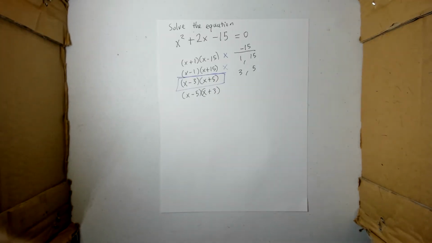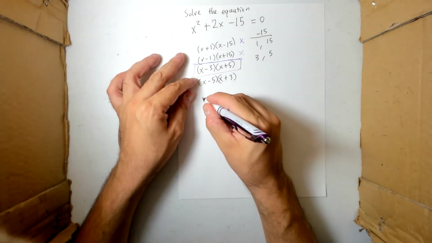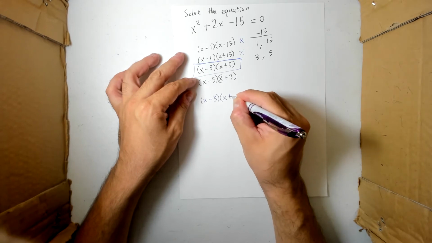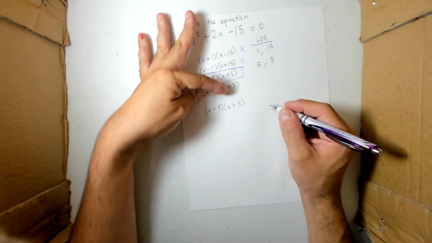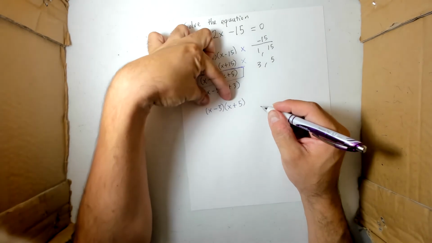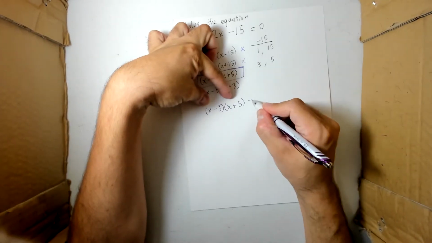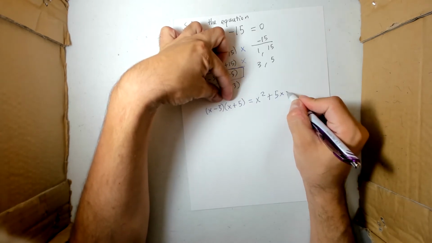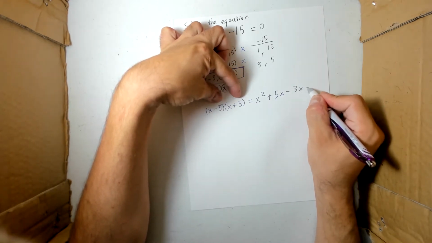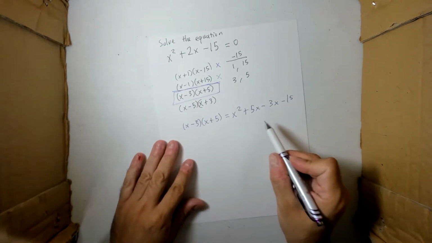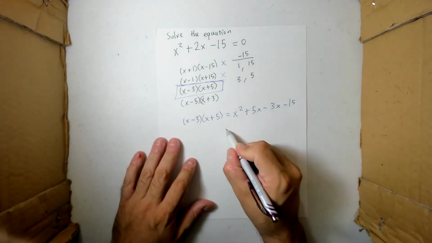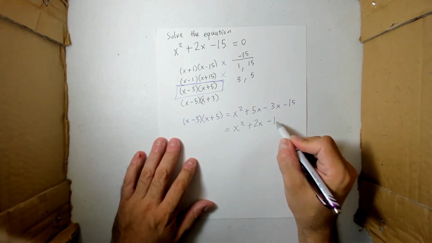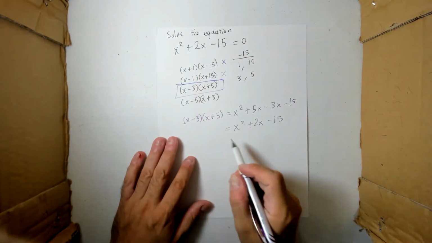Now, I'm going to FOIL that underneath here, just so that you can see, first of all, how you can double check whether or not you have a factorization, and number 2, just good practice. So how do I multiply these out? Well, this will be x times x, which is x squared, plus 5x, minus 3x, and then minus 15. I'm going to combine the like terms with just x, and I get x squared plus 2x minus 15. Indeed, this is the factorization.